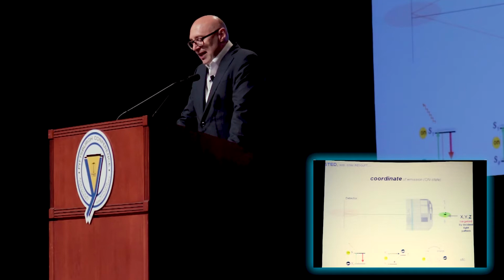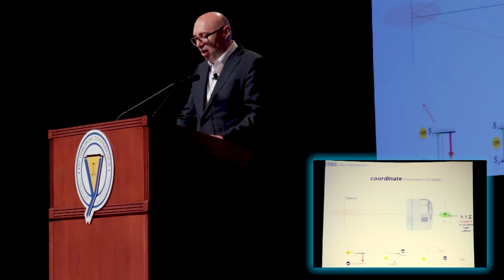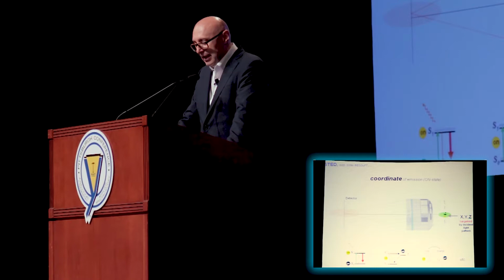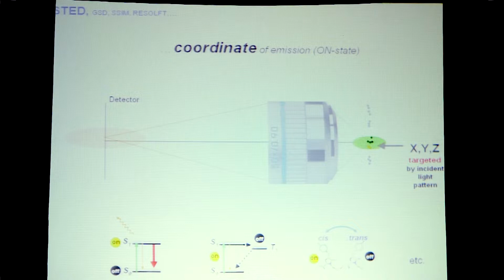As long as you have at least two separable states, you can use these states to make the molecules distinguishable, and because the separation is done by states, but not by the focusing of light, you can break the diffraction barrier. But as I said, you also need a coordinate, and that is done in STED microscopy and related techniques just by having this donut-shaped type of beam.